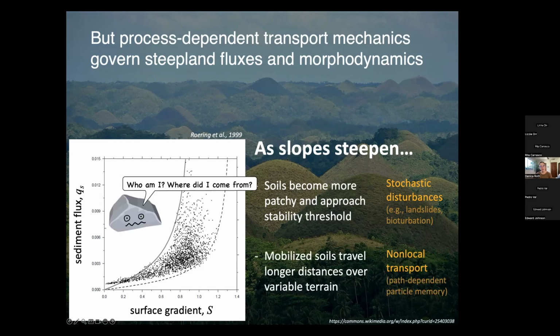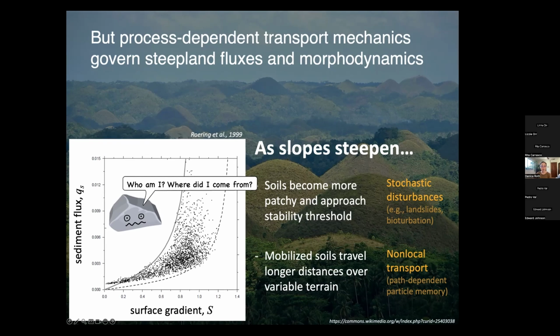And then once sediment is mobile in steep landscapes, it also travels much longer distances downhill, which means it's encountering uneven topography and vegetation, maybe patchy bedrock exposure. And that all leads particles to develop a kind of path-dependent memory, or what we call non-local transport, where particles are seeing parts of the landscape upslope.